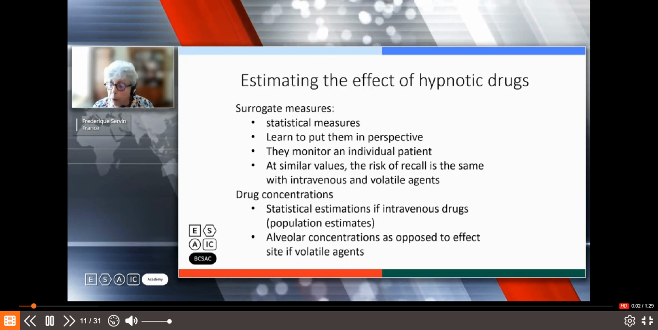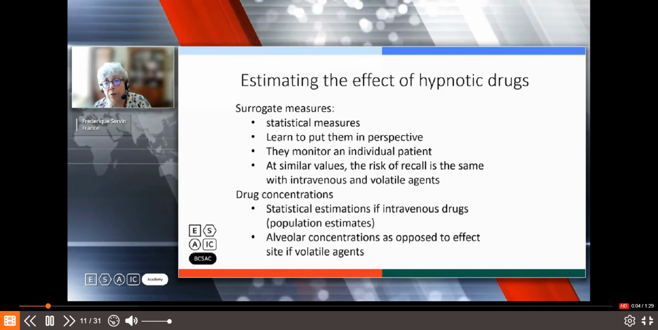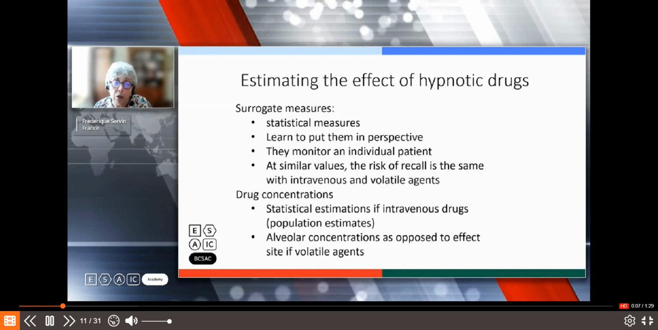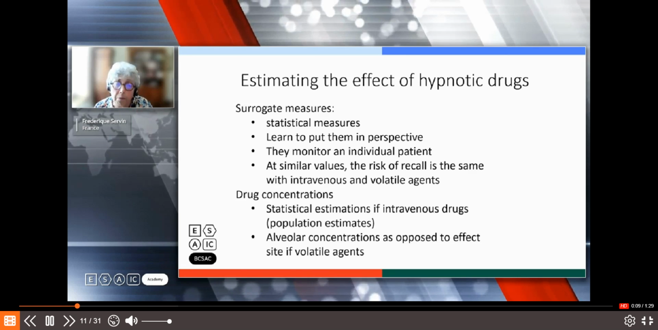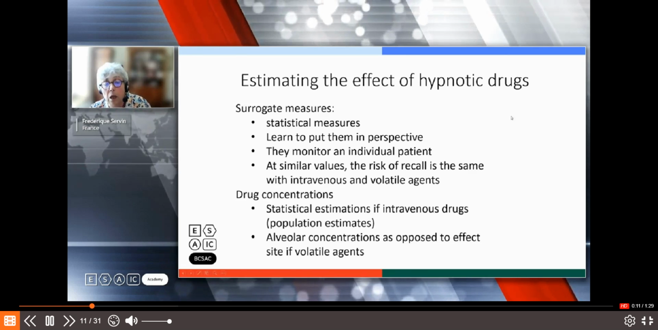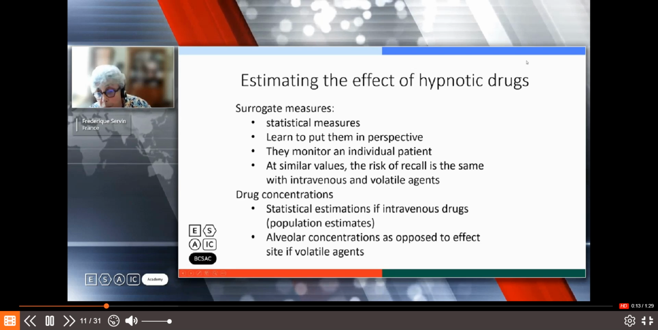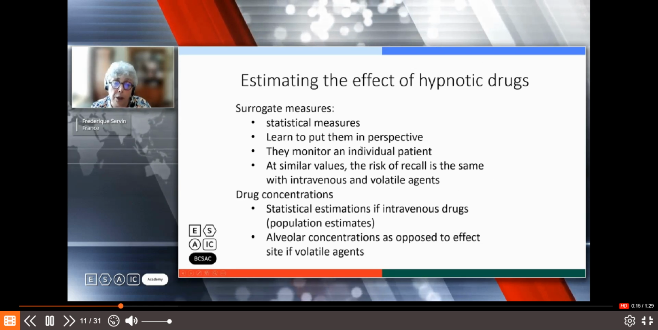So when you want to estimate the effect of hypnotic drugs, you can use surrogate measures. They are statistical, and you have to put them in perspective with the clinical state of your patient.